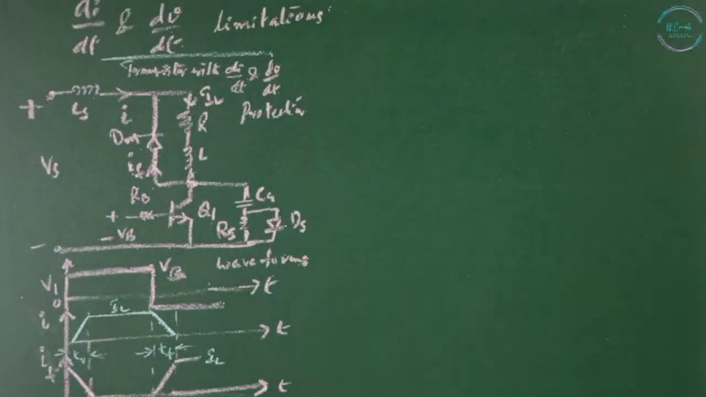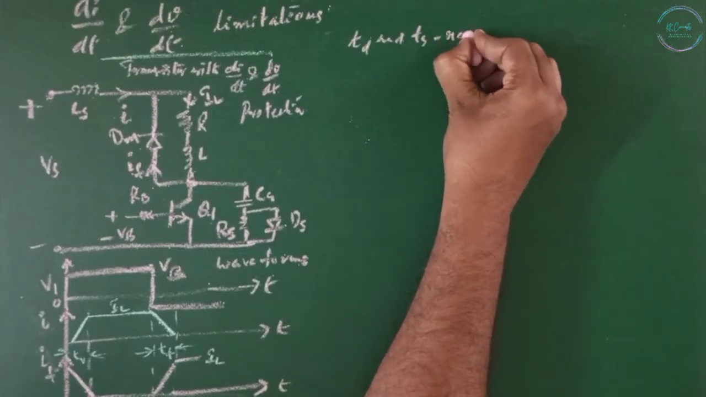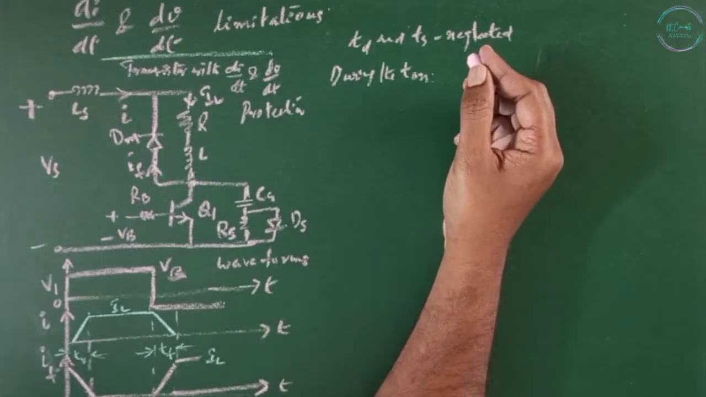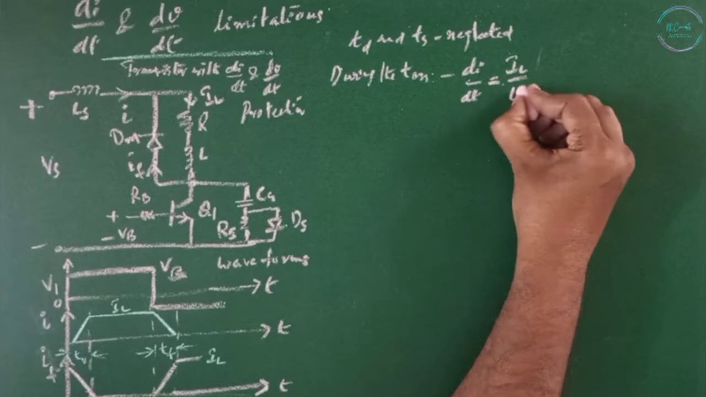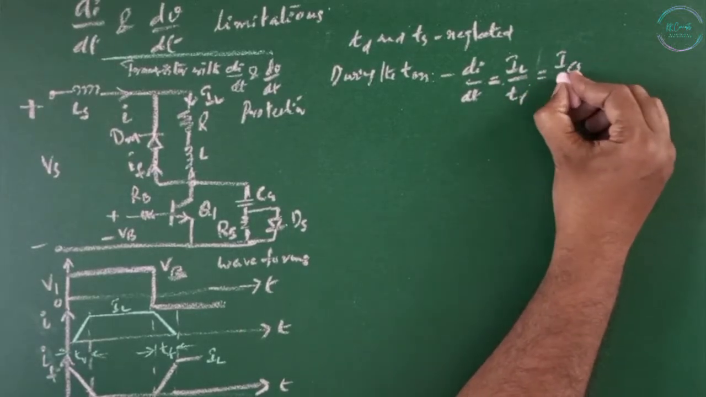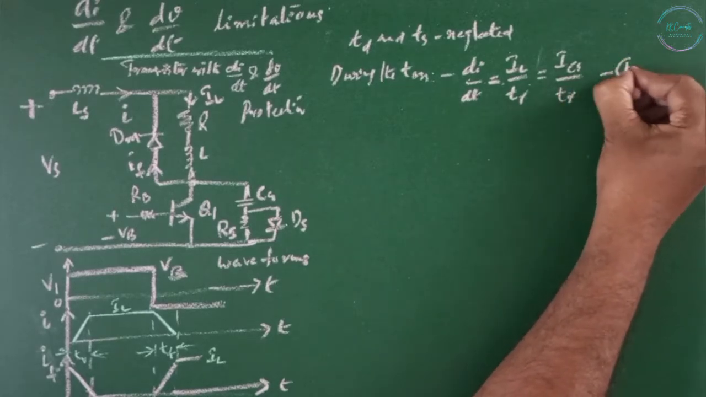di/dt and dv/dt limitations. Transistors require certain turn-on and turn-off times, neglecting the delay time Td and the storage time Ts. During the turn-on, the collector current rises and the di/dt is IL divided by the rise time, which equals Ic divided by Tr. That is equation number 1.